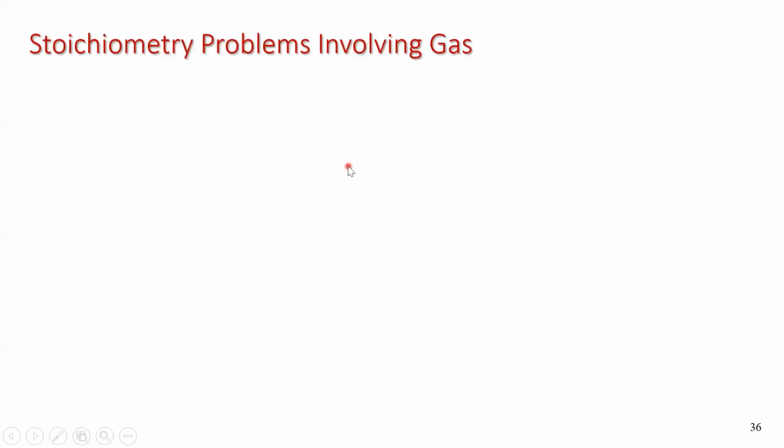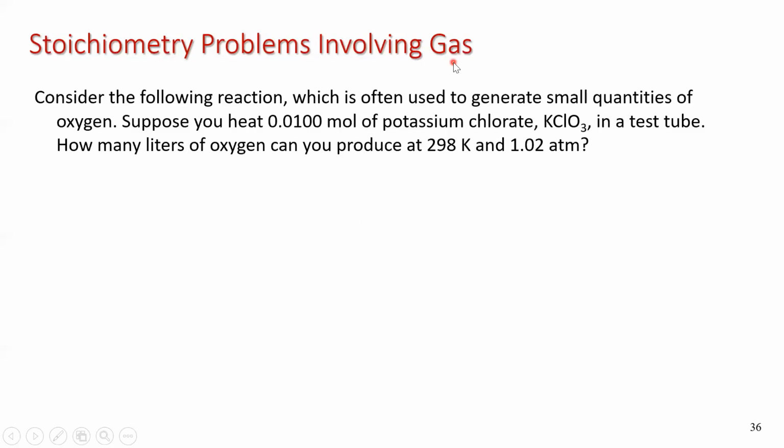Now we're going to add on things that we did in the last chapter with our gas law unit here, because we can connect stoichiometry and gas laws. So let's look at a problem. It says, consider the following reaction, which is often used to generate small quantities of oxygen. Okay, so here's our reaction. We've got potassium chlorate. It's going to decompose into potassium chloride and oxygen gas.